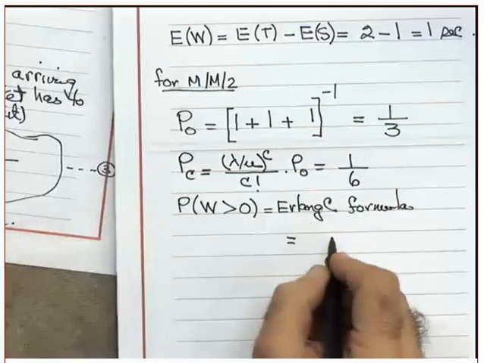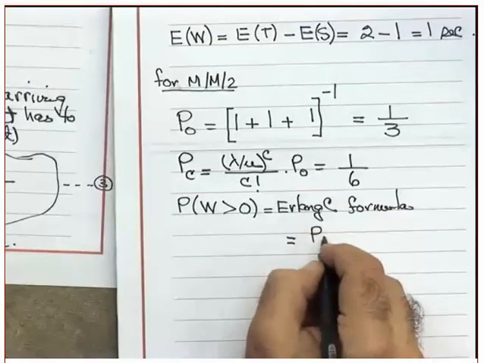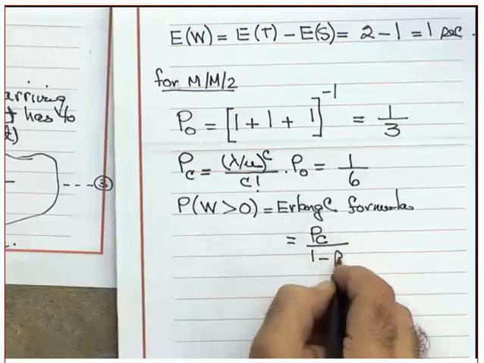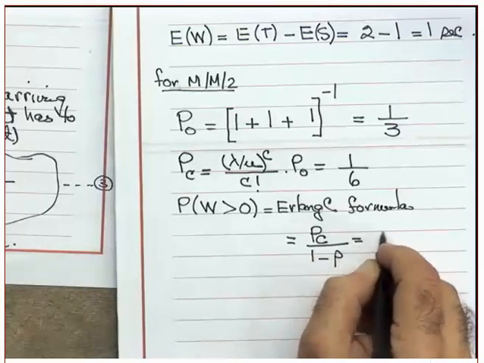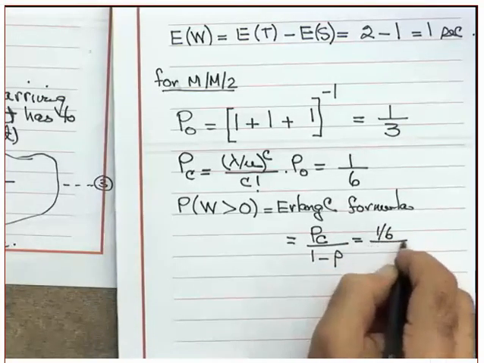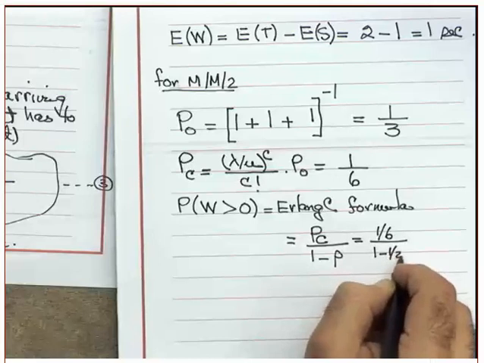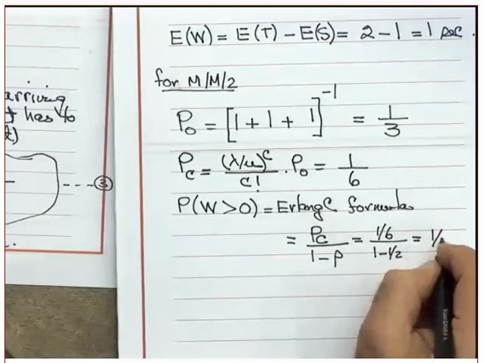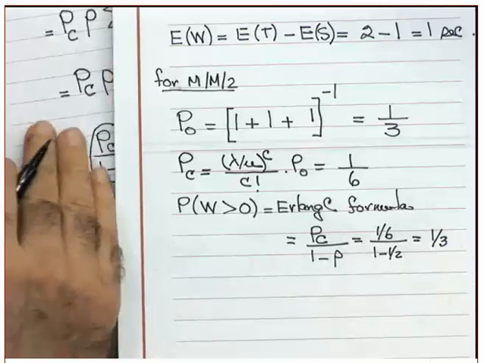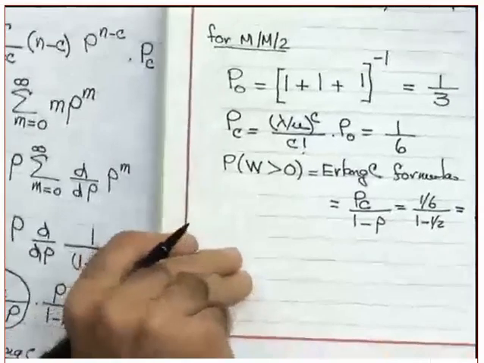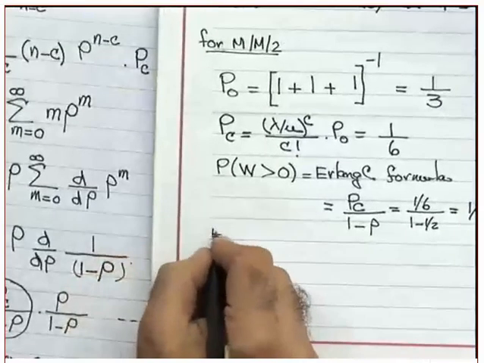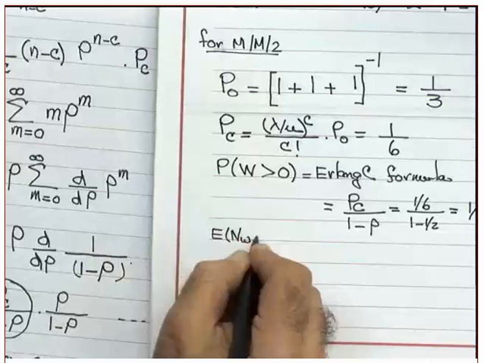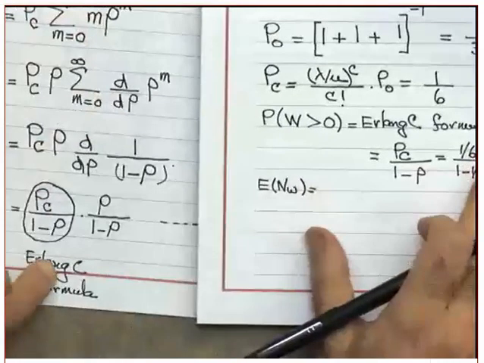What is it? It's PC. Let me write it again. PC over what? 1 minus rho, which is what? 1/6 over what? 1 minus 1/2, which is what? 1/3. Very good. Okay. And then finally, what do I need? E of NW. This is this equation.